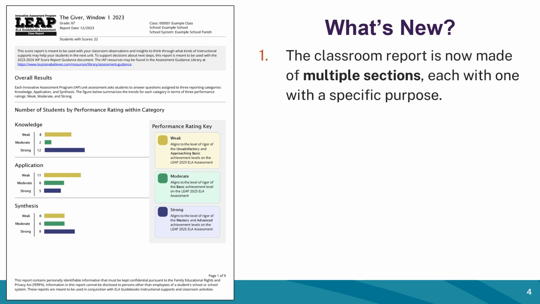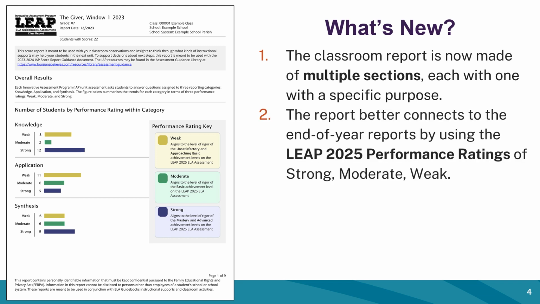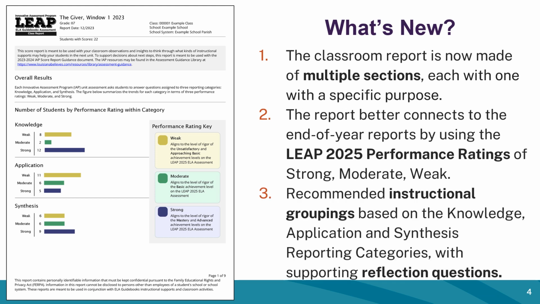First, the classroom score report is now made up of 4 sections, each of which has a specific purpose. Second, instead of raw scores, student performance is characterized in terms of the LEAP 2025 performance ratings. Unlike raw scores, these ratings can be directly compared across unit assessments, meaning that, for example, the ratings from Giver in Window 1 can be compared to the ratings from Christmas Carol in Window 2. And third and finally, the score report within the grouped roster section provides instructional groupings. Coupled with these groupings are questions that are meant to help educators identify potential instructional next steps.